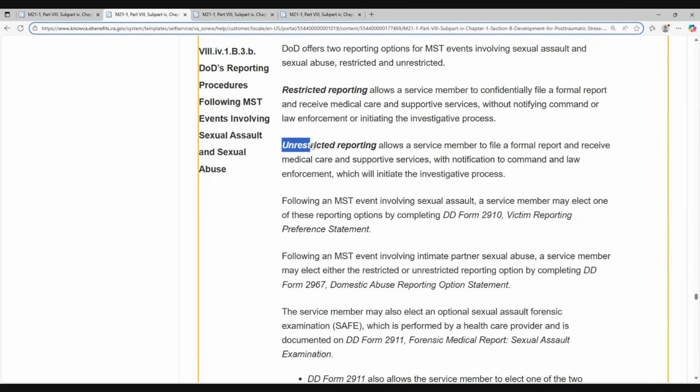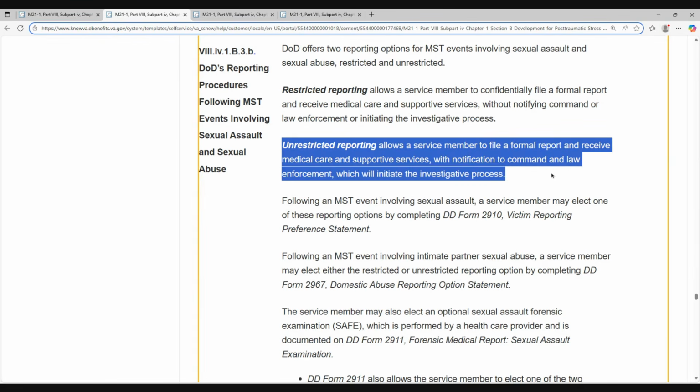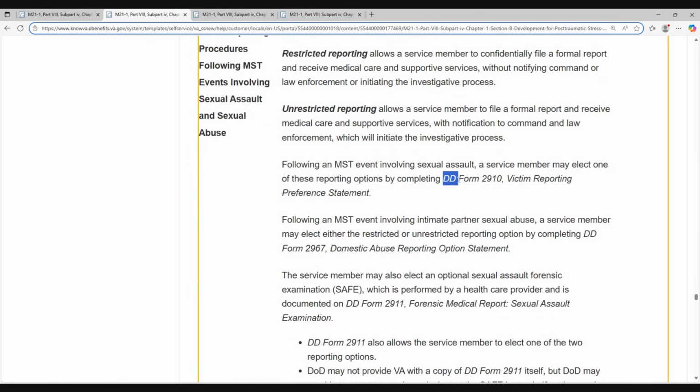And then we have an unrestricted report, which allows service members to file a formal report and receive medical care and supportive services with notification to command, which means this record might be with your records, in your OMPF, your official military personnel file. But these are the forms right here.